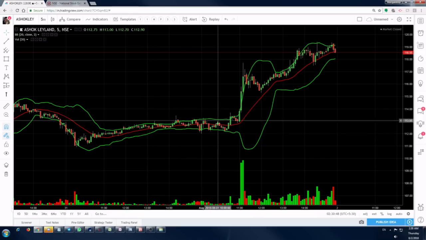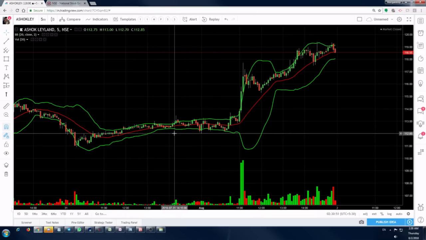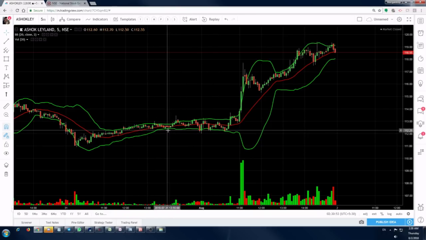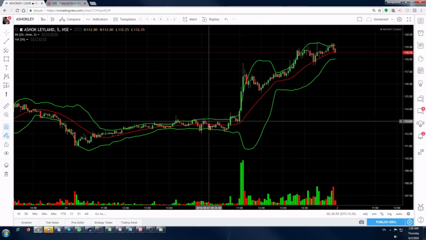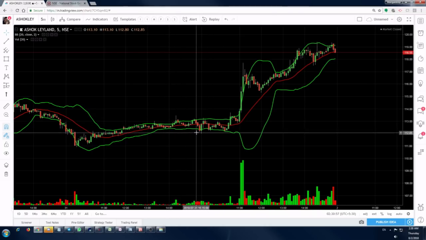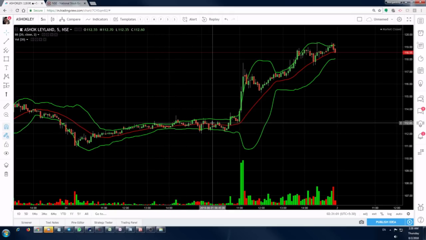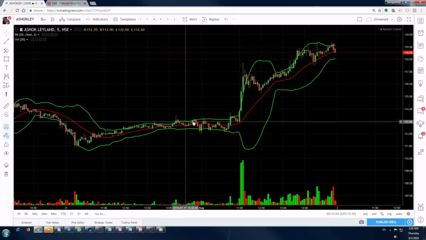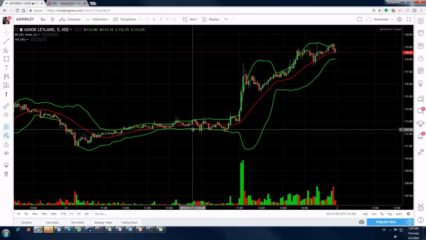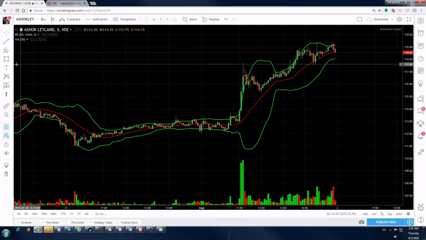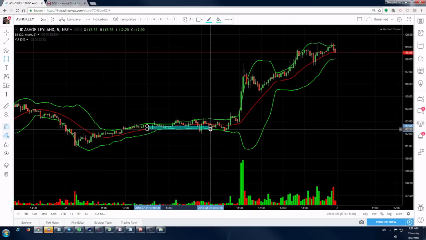Now coming to the channel formation, what exactly do we mean by channel? We say that the Bollinger Band has formed a channel when we see that the upper Bollinger Band and the lower Bollinger Band are almost parallel to each other, and the difference is not much. So we can very well say that this is a channel, right?